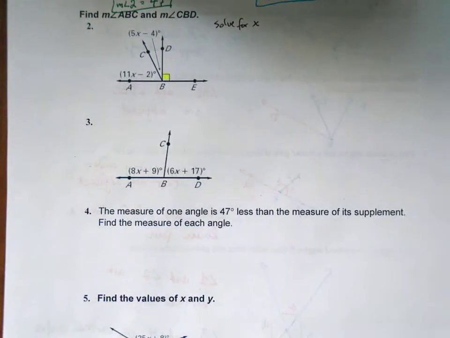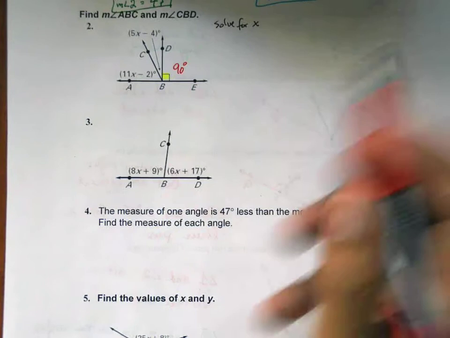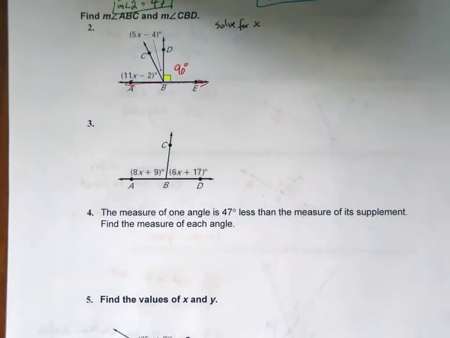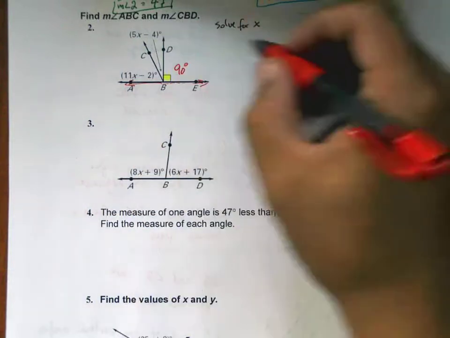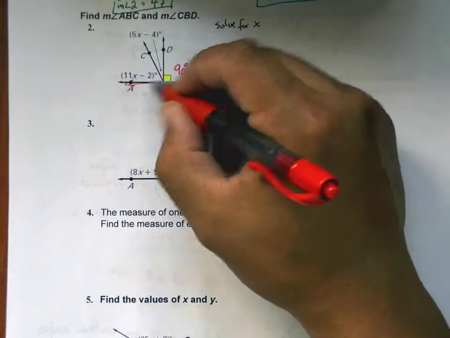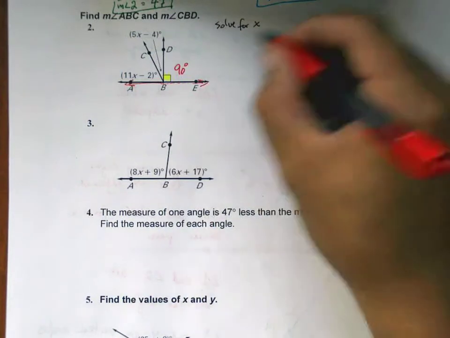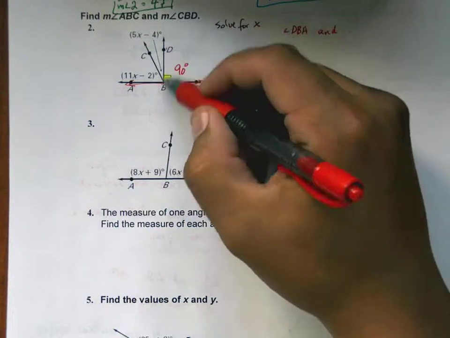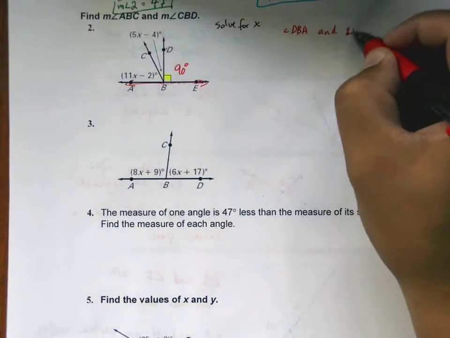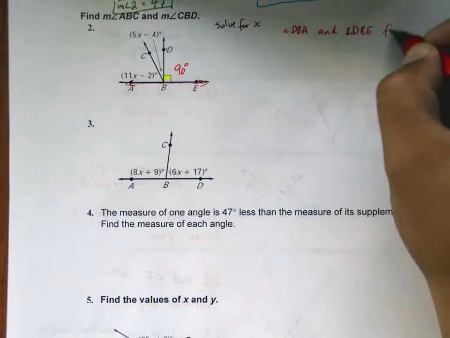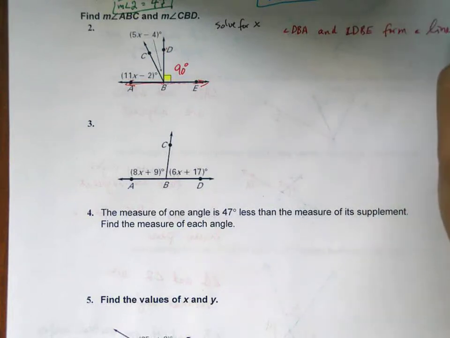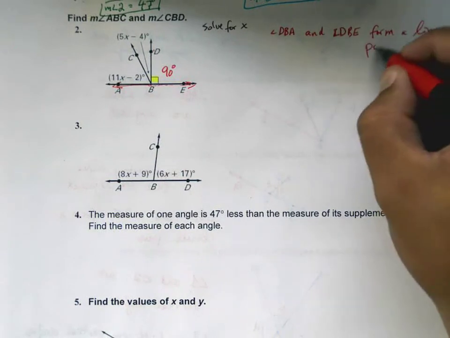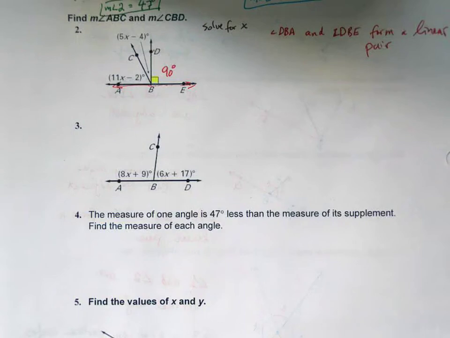Okay. And you can see here you have BE going this way and BA going this way. So that means that DBA, okay, so DBA and DBE form a linear pair. Okay, look back in the previous page or the previous video if you don't remember what a linear pair means. So they form a linear pair, which means they have to add up to 180 degrees.